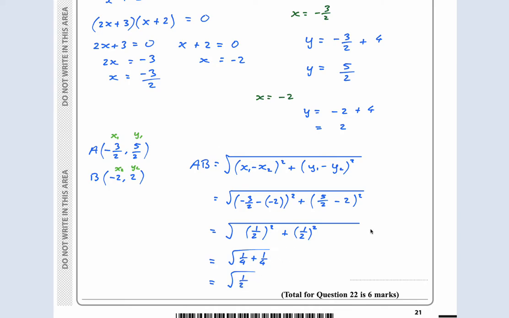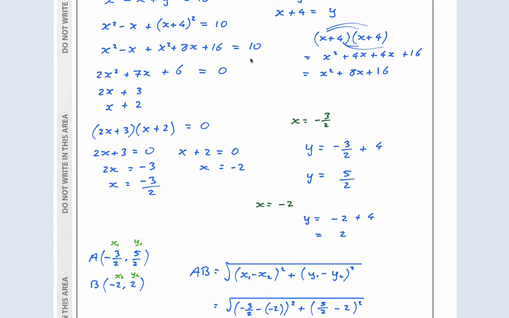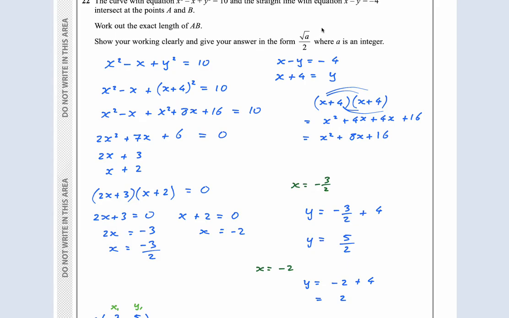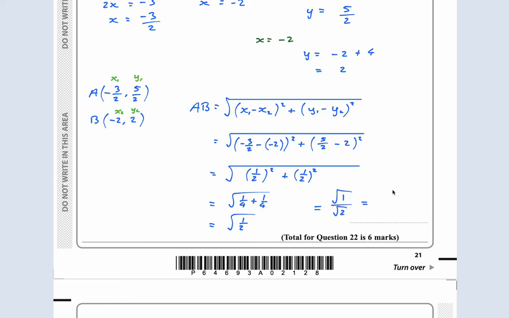Okay, we're nearly finished. The square root of a half is equal to root 1 over root 2, because it's 1 over 2, I can do that, root 1 over root 2. And then finally, because he wants his answer in this form, root a over 2, I have to multiply above and below by root 2, and it gives me root 2 over 2.